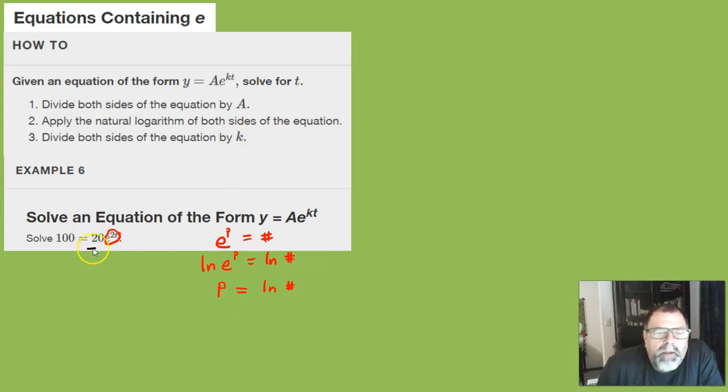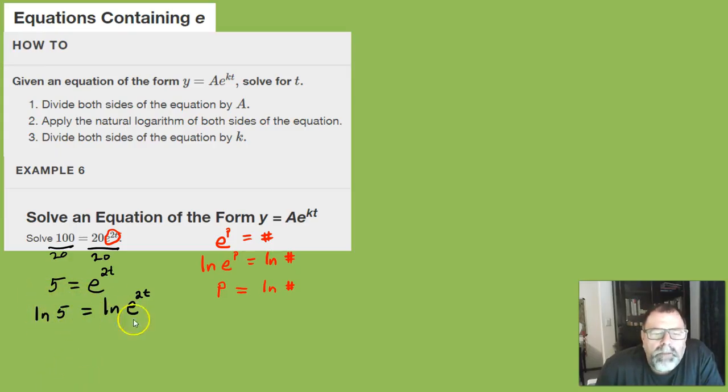Okay, so we want to divide both sides by 20 to get the e to the power by itself. 100 divided by 20 is 5. e to the 2t equals 5. Now we're going to apply the natural logarithm to both sides. And we're using that one-to-one rule basically, and we're using it in reverse this time. If they have the log with the same base, then the input values have to be the same, and then you can do it vice versa. You can just put a log with any base in front of both sides.